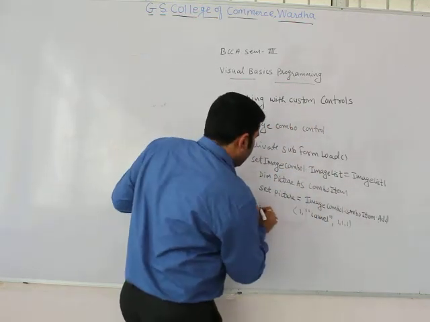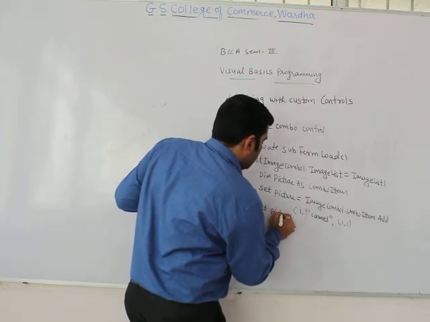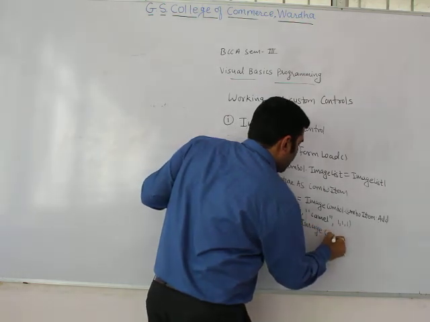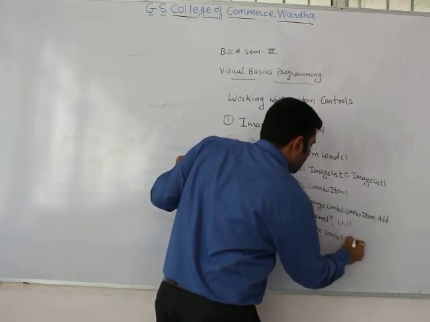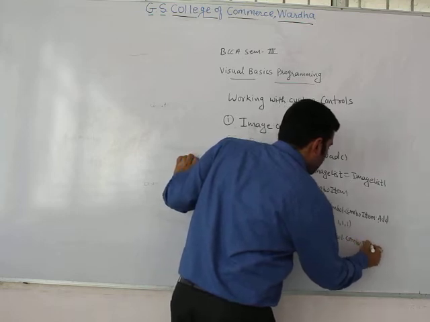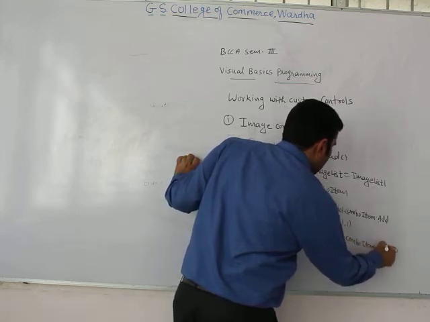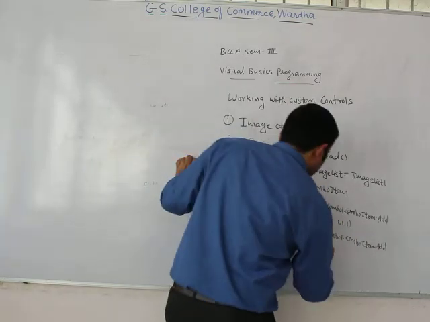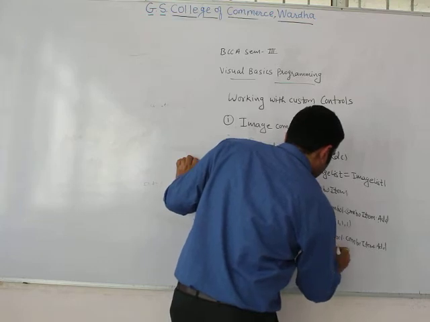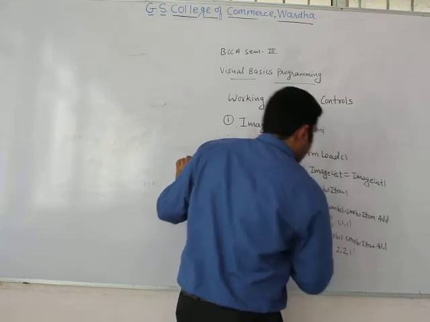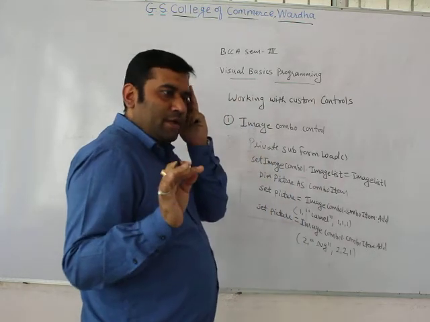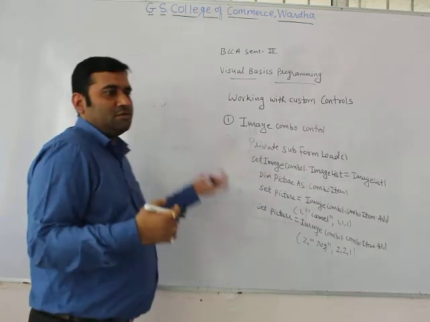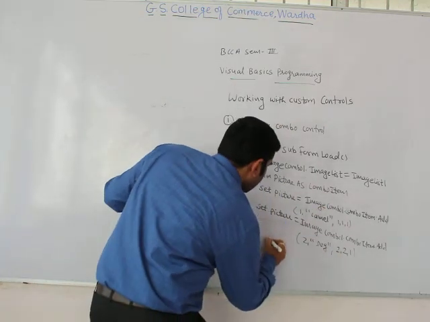Same way, set the picture equal to image combo 1, combo item dot add, second is dog, 2 and 1, 2 and 1. Same way the third image is also added, and on the fourth image here is end sub.